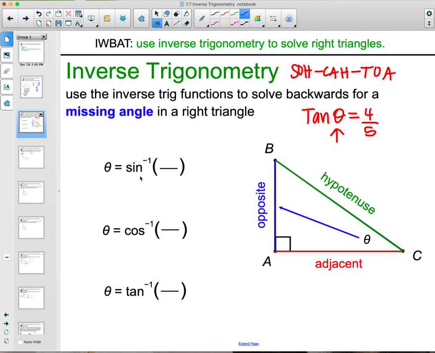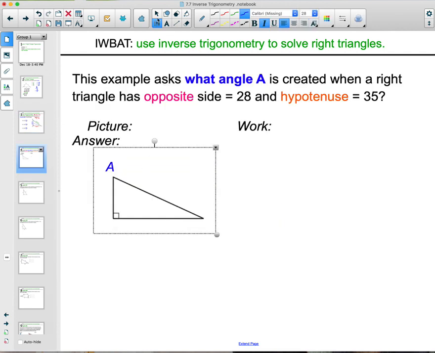You'll use inverse sine when you have the opposite and the hypotenuse. You'll use inverse cosine when you have the adjacent and the hypotenuse. And you'll use inverse tan when you have the opposite and the adjacent. So let's take a look at what this looks like in an example.